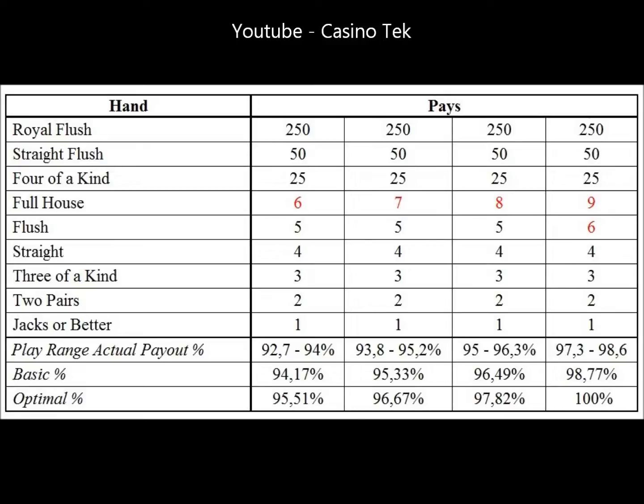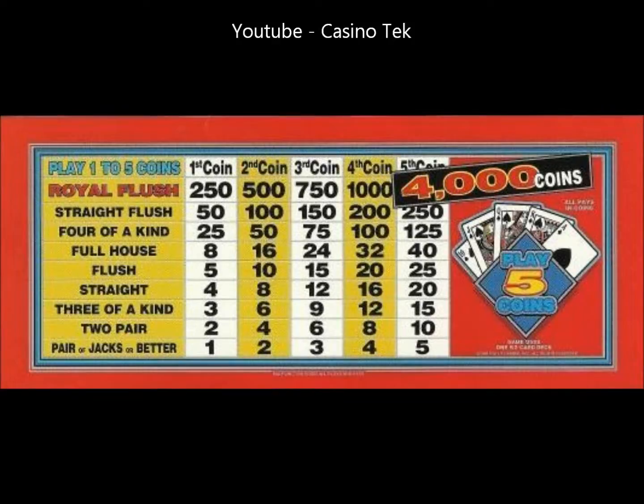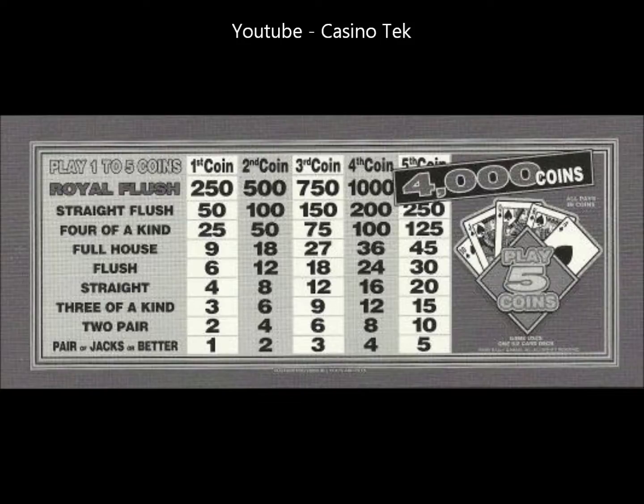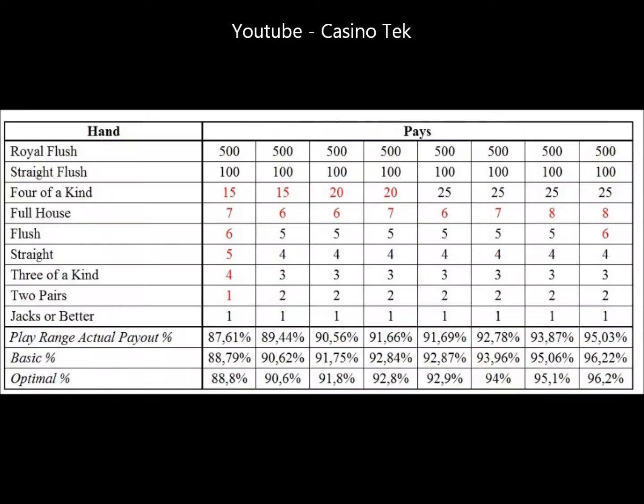So now, from this pay table and that one, you can just estimate the average game payout percentage just by looking at the pay table. Here is a table chart for jacks or better video poker games with another kind of pay table. On these pay tables, the game payout percentage ratio is from 88 to over 96%.